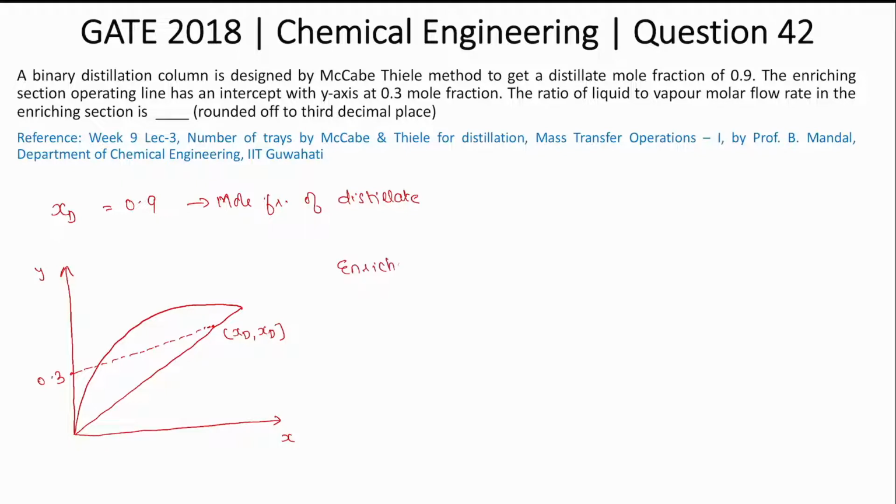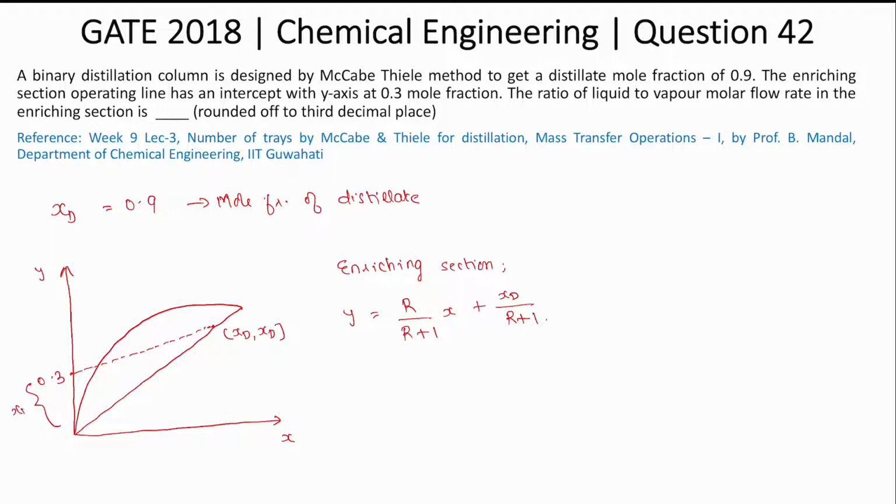So the general equation for the enriching section, we can write as y is equal to R by R plus 1 into x plus xD by R plus 1. So this means that the intercept of this enriching section line is the constant xD by R plus 1, because this line is in the form of mx plus c, where m is the slope, the slope of this line is R by R plus 1, and c, the constant, is the intercept, which is xD by R plus 1.